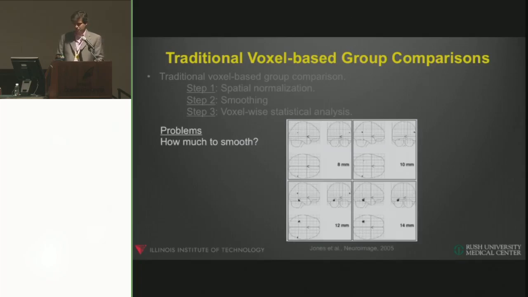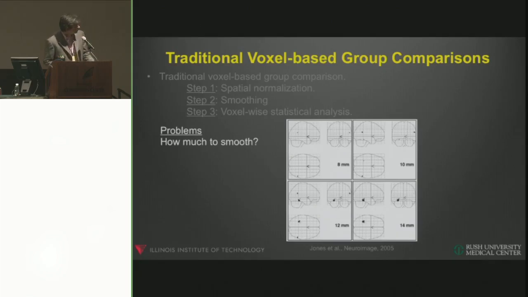The second problem is that we don't really know how much to smooth our data sets. So the second step, as we said, is smoothing, and we don't really know how much to smooth. In this particular study, Jones et al. compared the result after 4 different levels of smoothing. So they used a kernel with 8 millimeters full width half max, then another one with 10 millimeters, another one with 12 millimeters, another one with 14 millimeters.